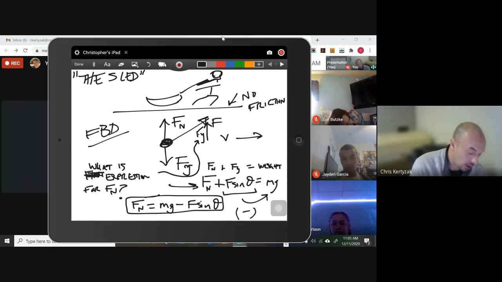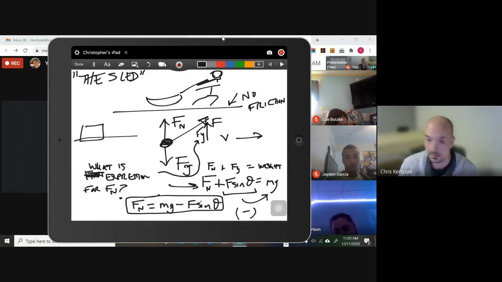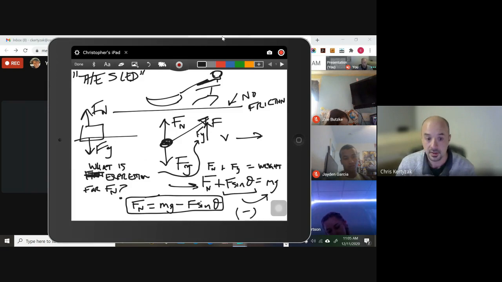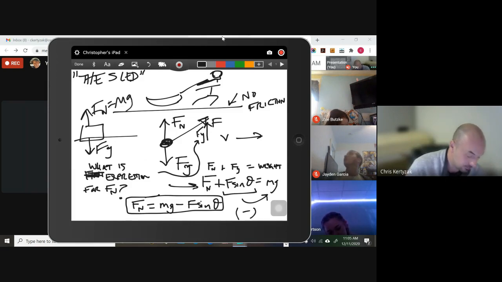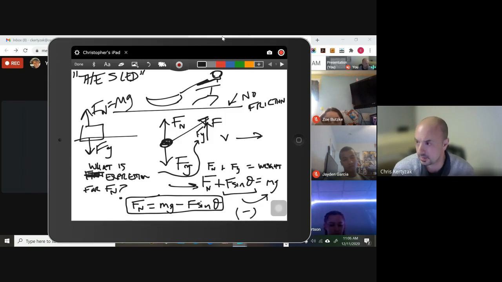Remember that if a block is not being pulled, a sled for example, and is just sitting on the surface like this with nobody touching it, then we know that Fg and Fn are equal. We know that Fn would be equal to mg, right? So if we remove the F sine theta because there's nobody pulling, there is no capital F, it's 0, and there's no theta. Then we would erase the F sine theta and the minus sign, and what would we be left with? Fn equals mg.